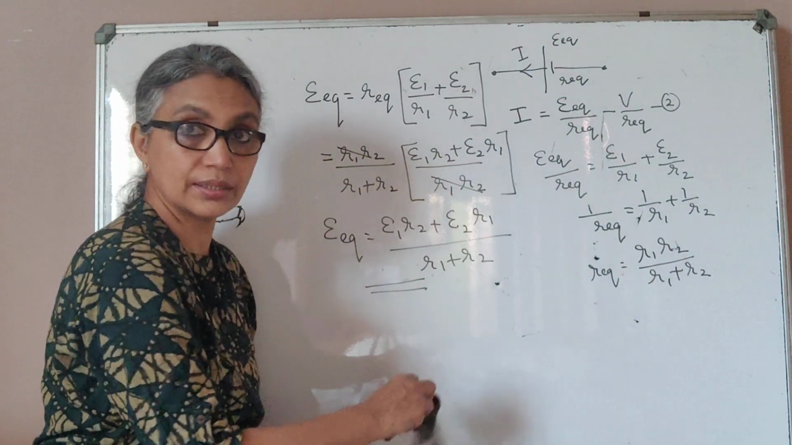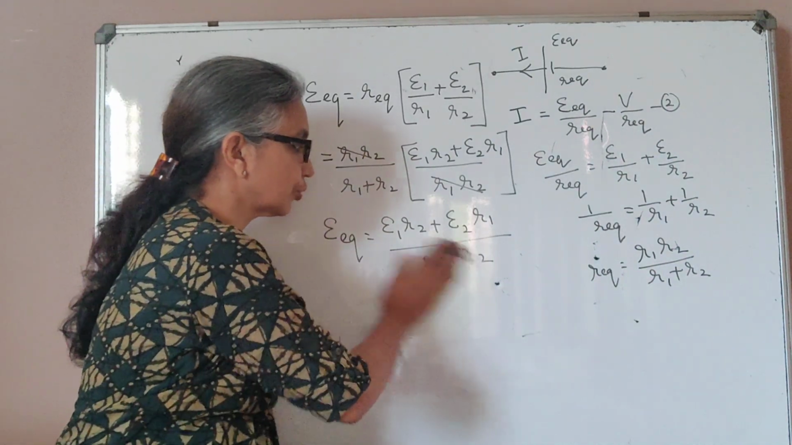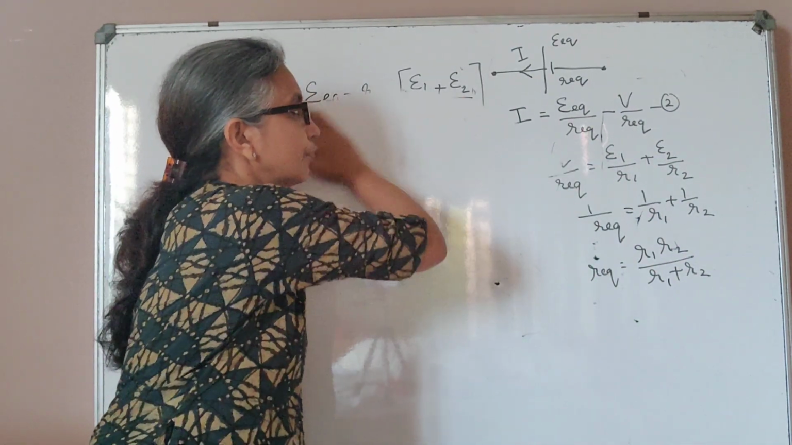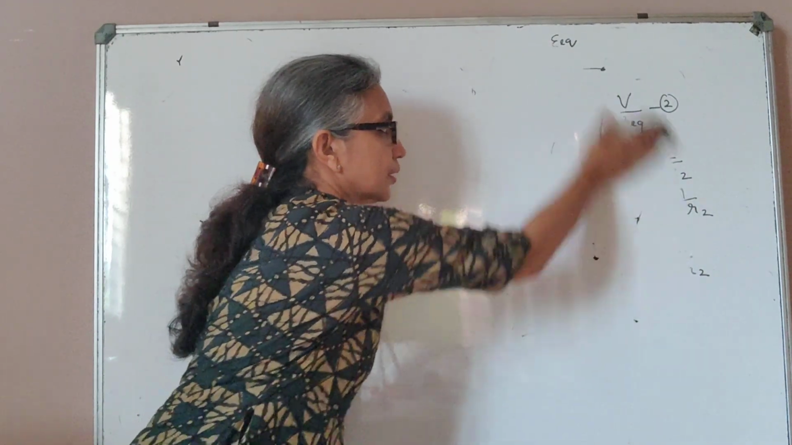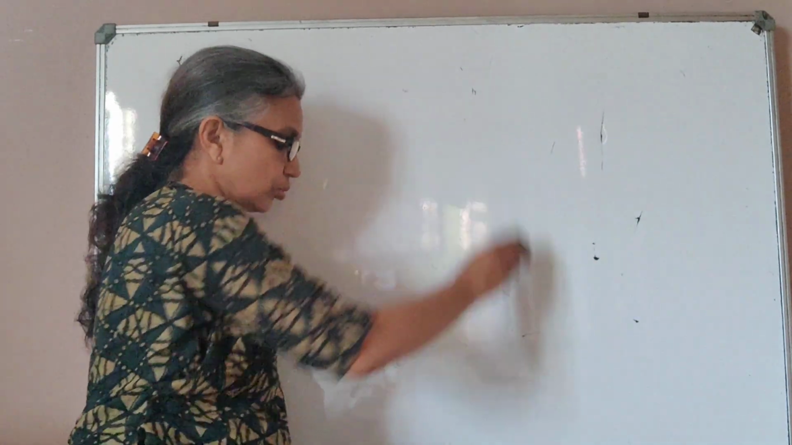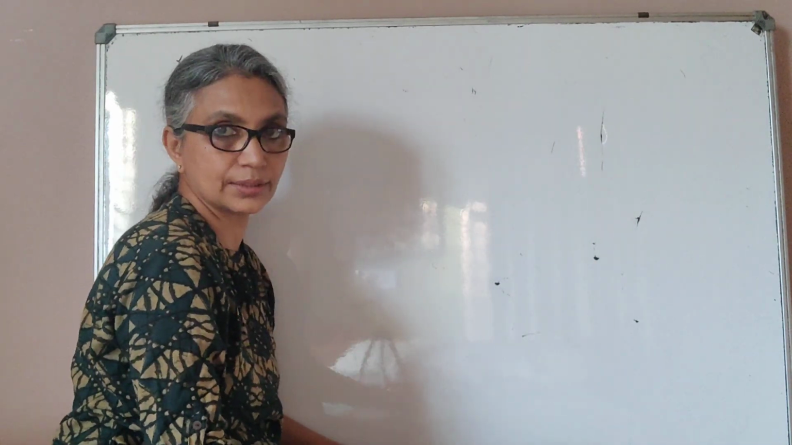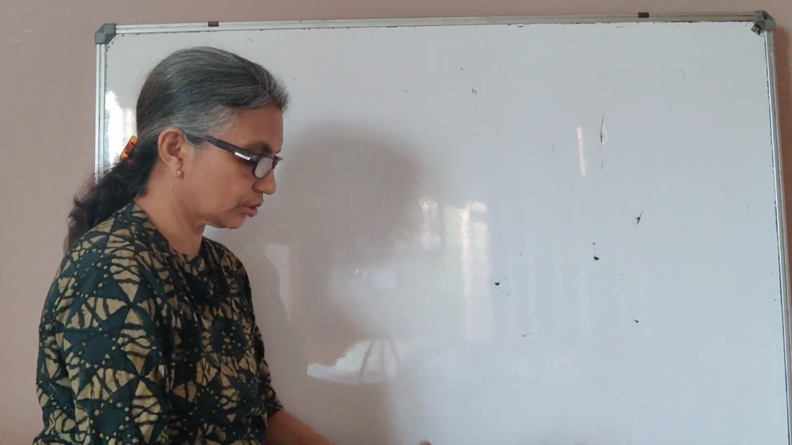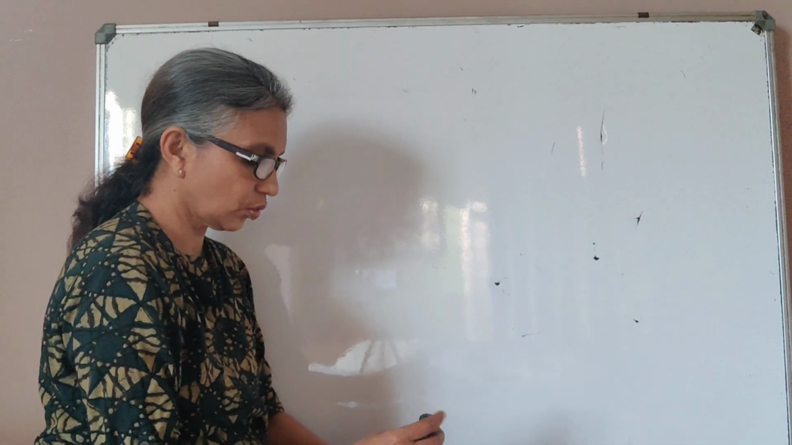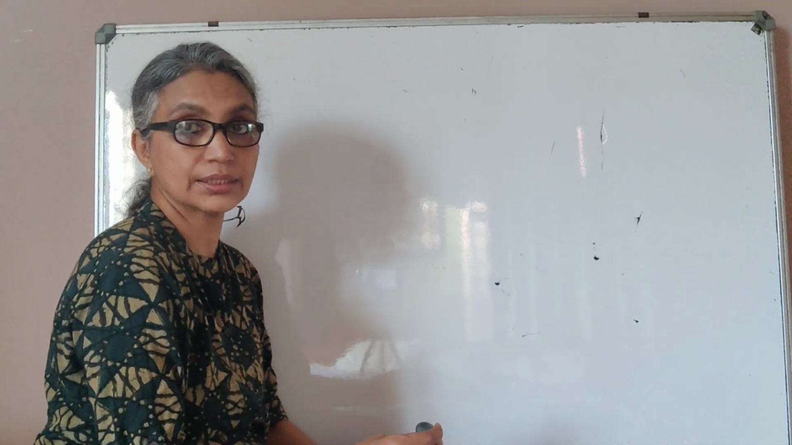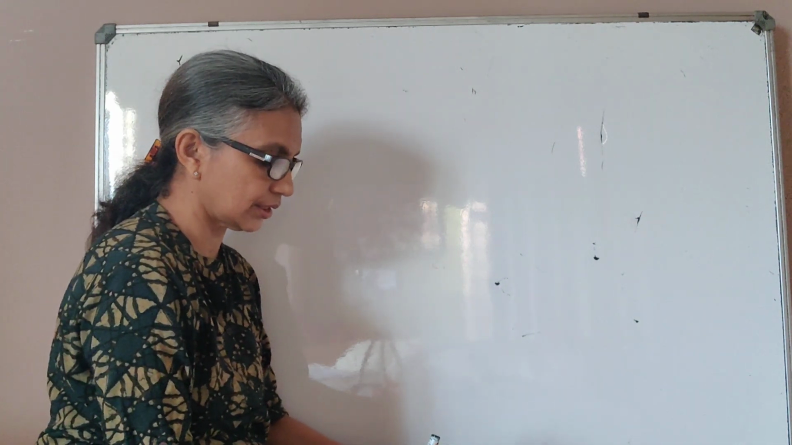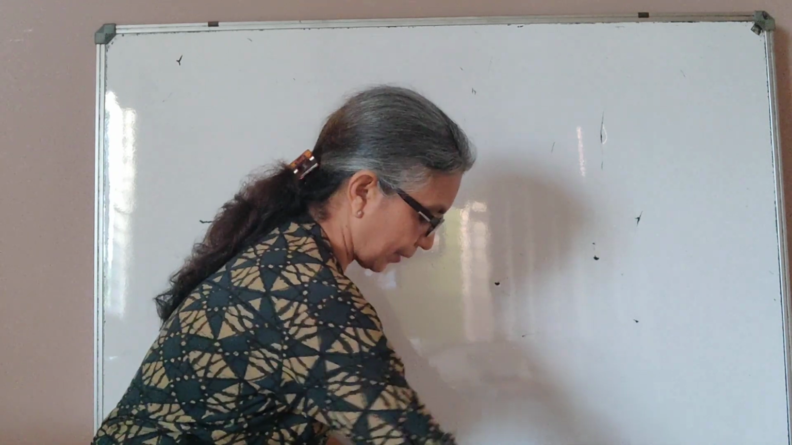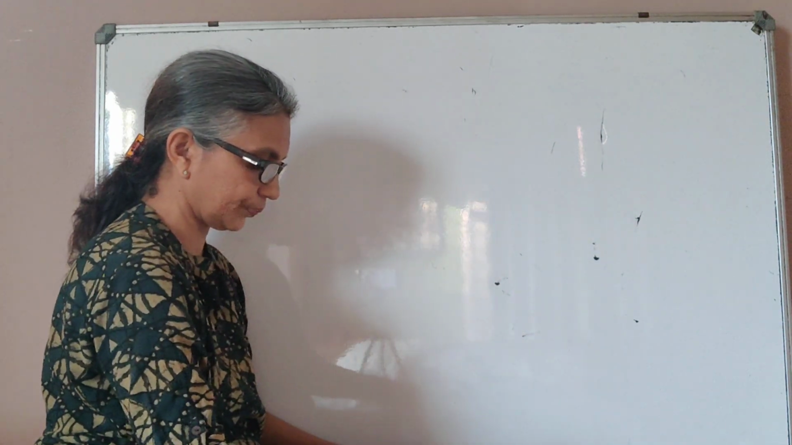Now, before I end the session, let me show you what will happen if you have many cells in series. Here we have taken only two cells in series and two cells in parallel. For your application questions, you will need to know the equation for current when you have many identical cells in series and many identical cells in parallel. That's what we're going to see now.